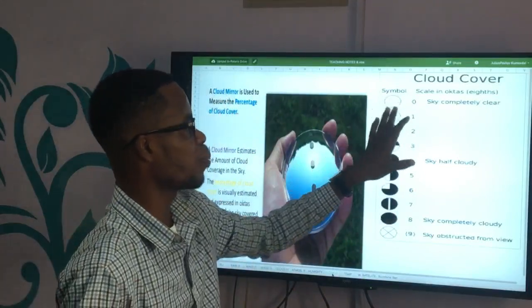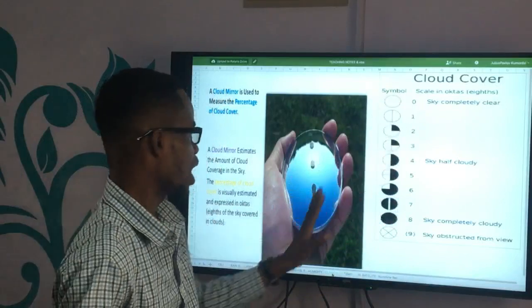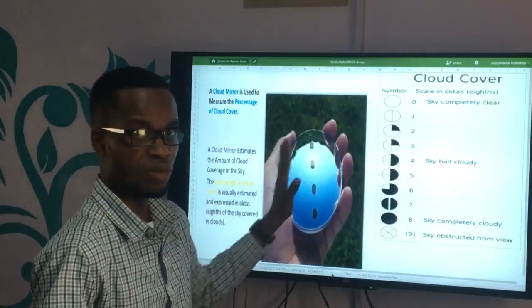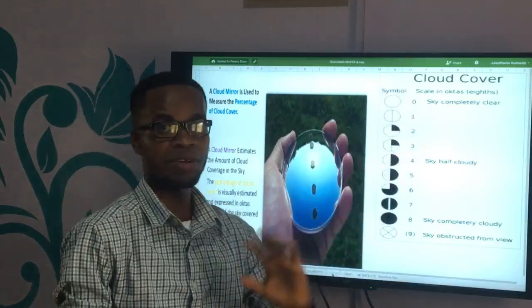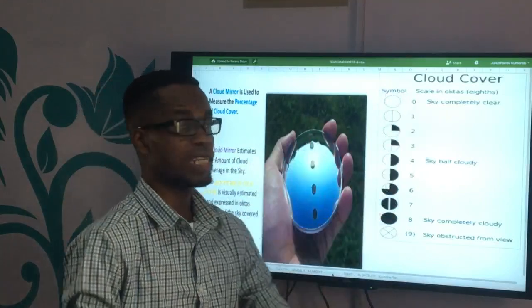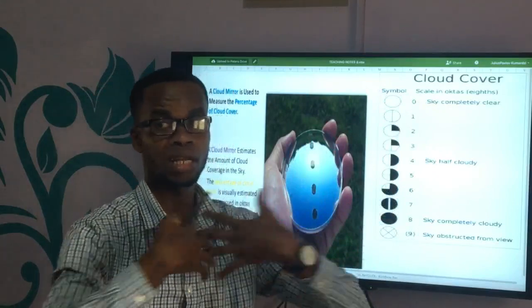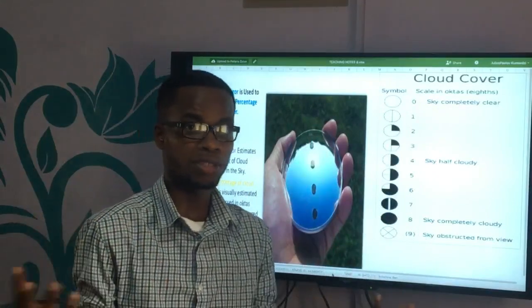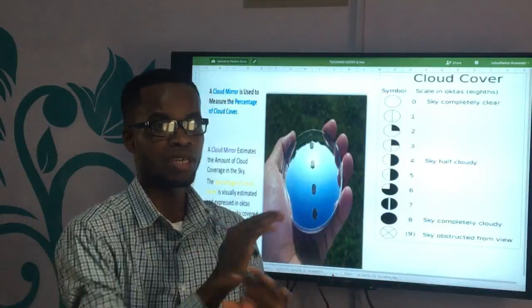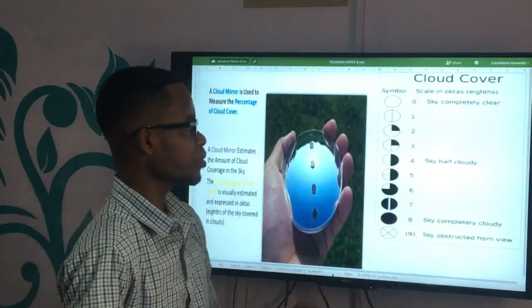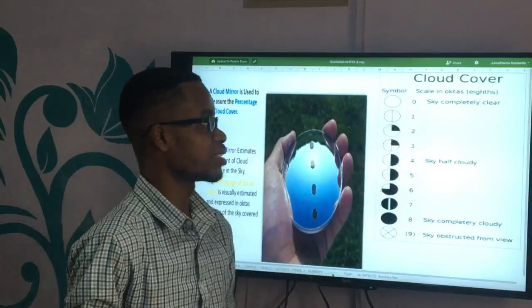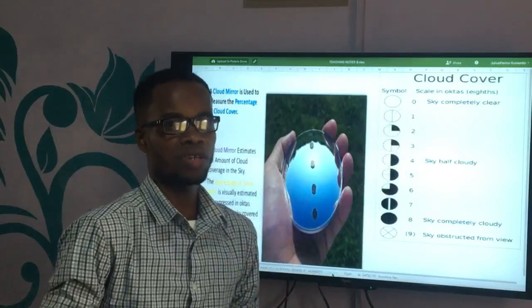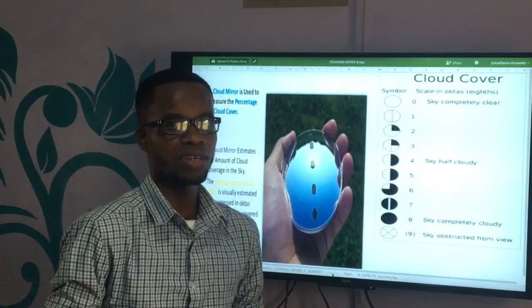If there is no portion of the mirror that has been covered, like what this person is demonstrating over here, then it means that the sky is completely clear of clouds. There is no cloud in the atmosphere. That's a clear sky. If you have it divided this way, then it means that you have 1 octa. That's the unit.